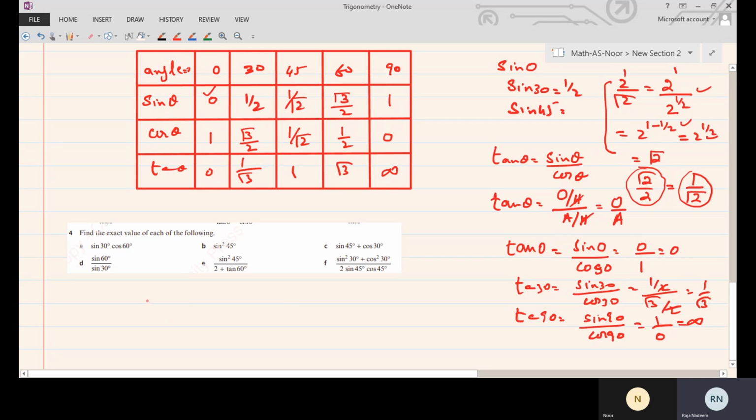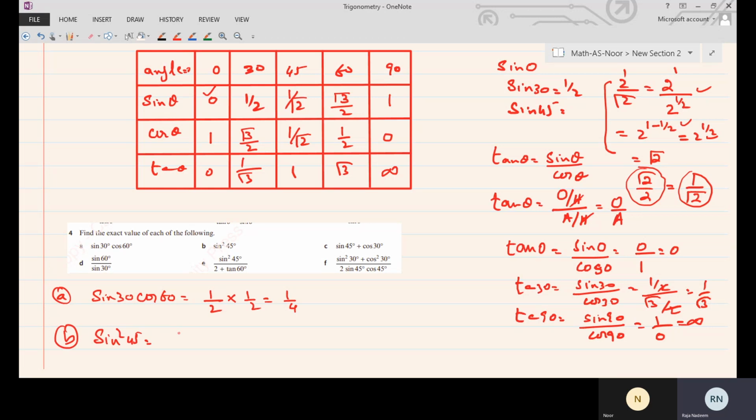Okay, so question number 4. In part number A, find exact value when it is asked in the question. Like you need to write exact answer, then sine 30 is equal to 1 over 2, cos 60 is equal to 1 over 2, so final answer is 1 over 4. This is how you use the table and write the answer, or directly use the calculator, but do write the answer in form of exact. Sometimes calculator gives you answer in decimal.